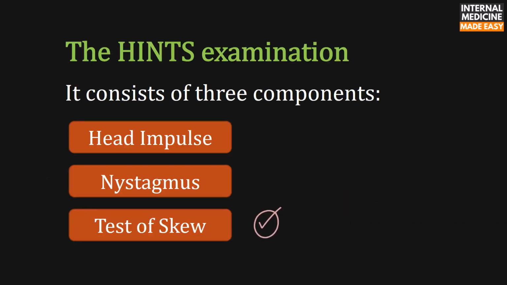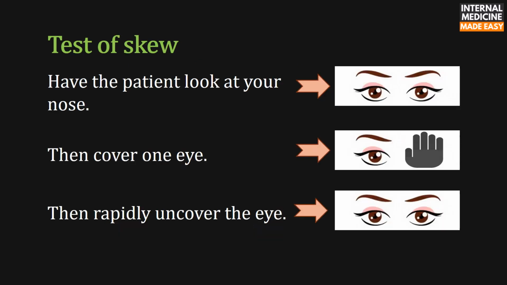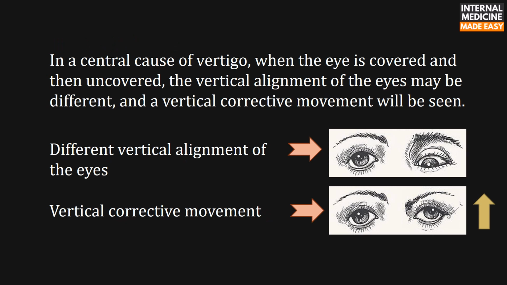Now we will discuss test of skew. To perform the test of skew, first have the patient look at your nose, then cover one eye, then rapidly uncover the eye. In a central cause of vertigo, when the eye is covered and then uncovered, the vertical alignment of the eyes may be different, and a vertical corrective movement will be seen.